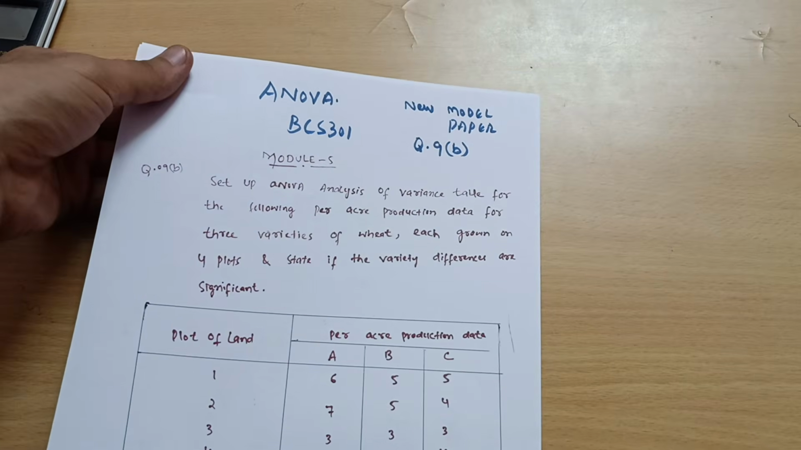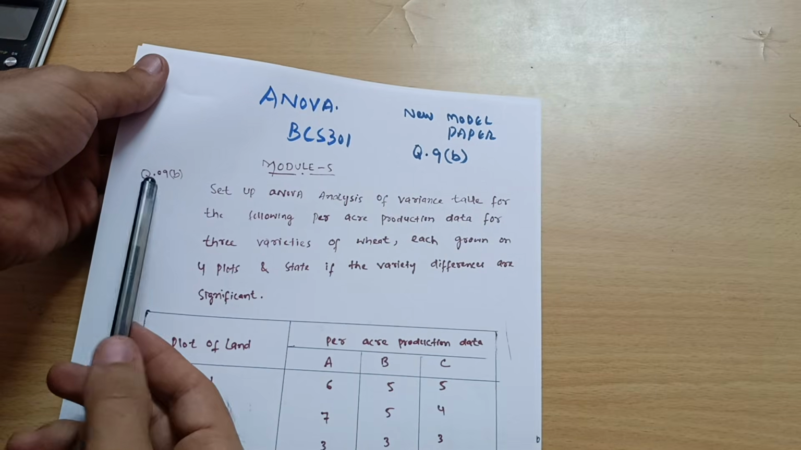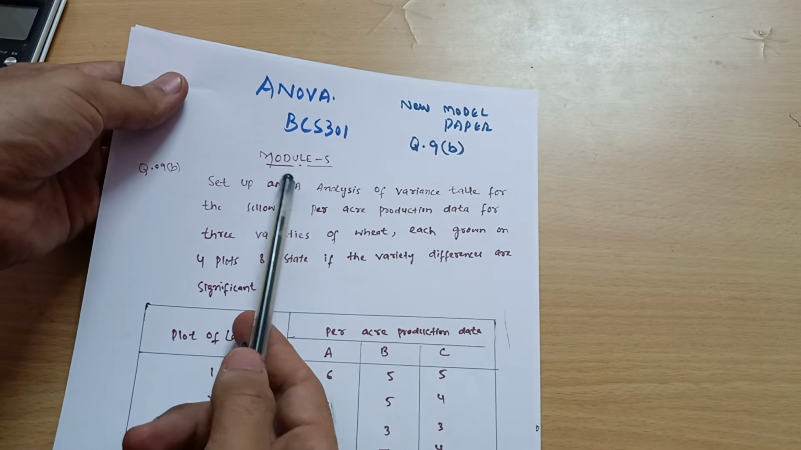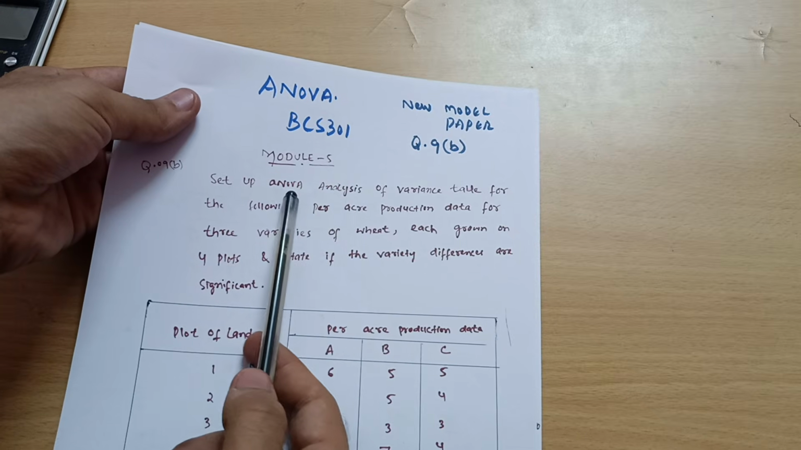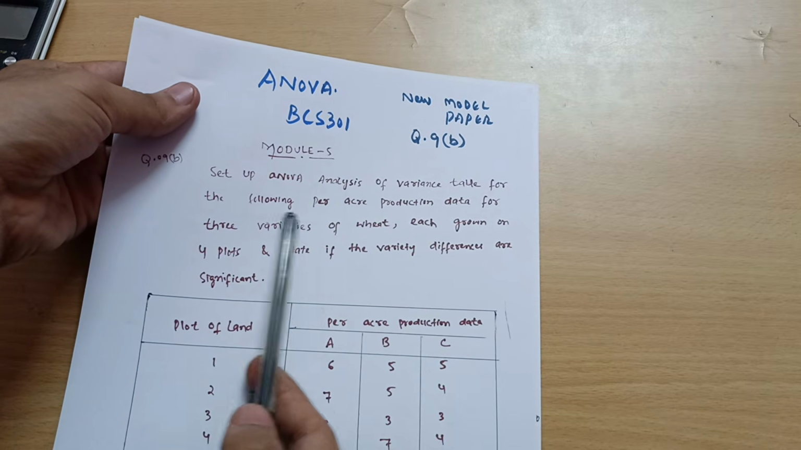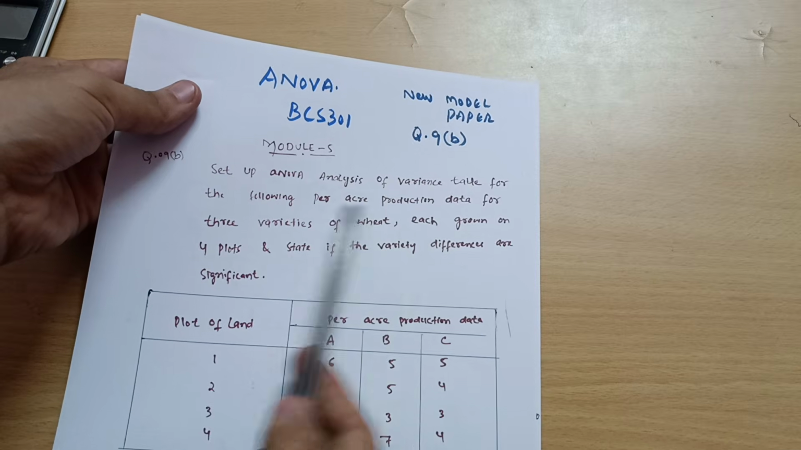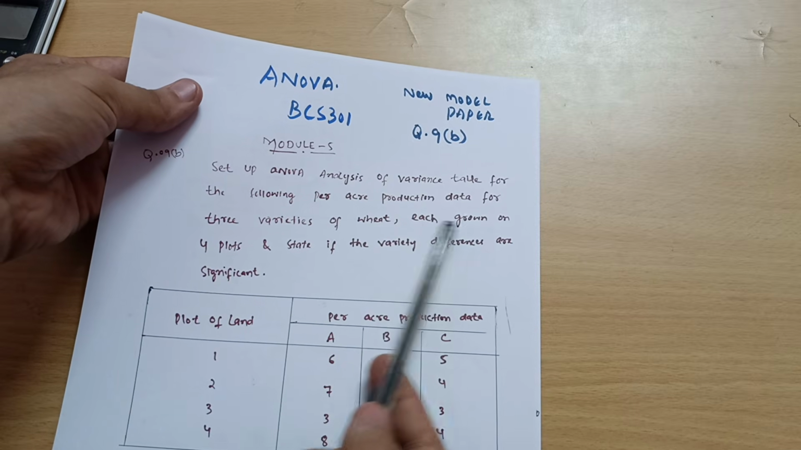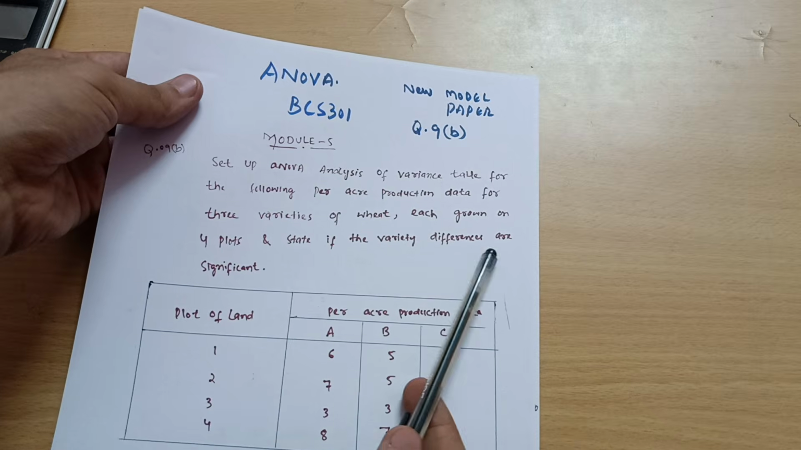We are discussing a model question paper. This is question number 9b. It is again a one-way ANOVA problem. Model 5th: set up the ANOVA analysis of variance table for the following per acre production data for three varieties of wheat, each grown on four plots, and state if the variety differences are significant.